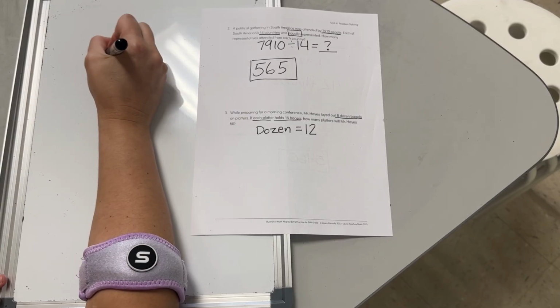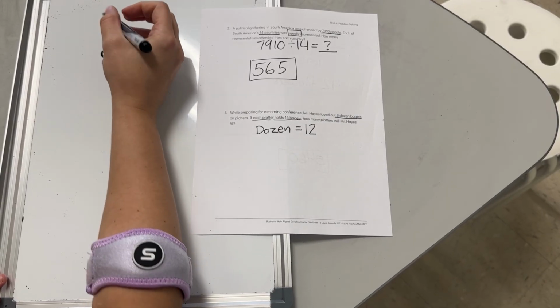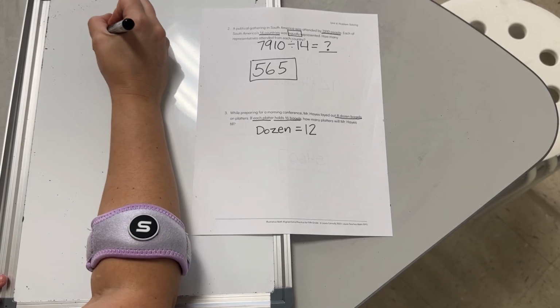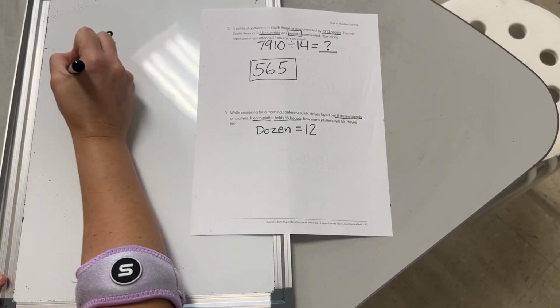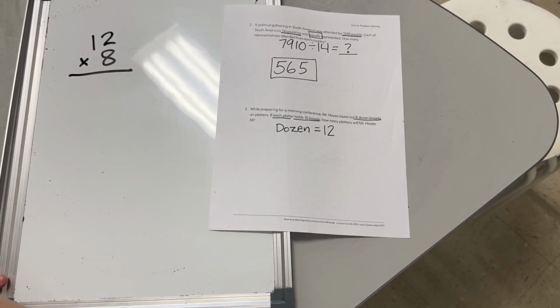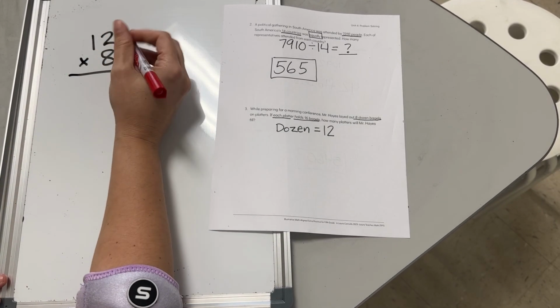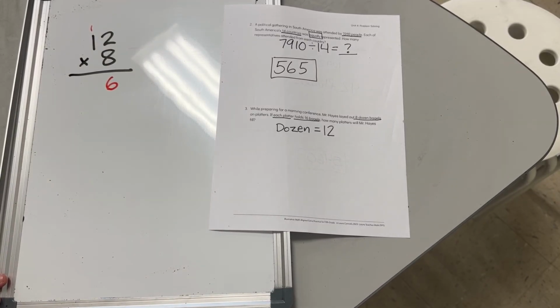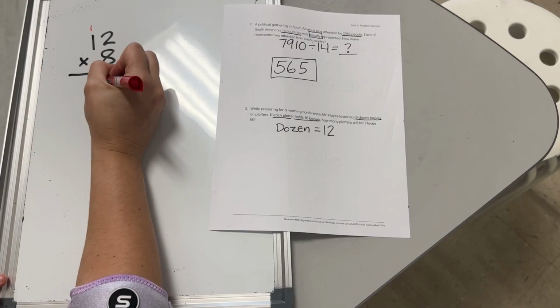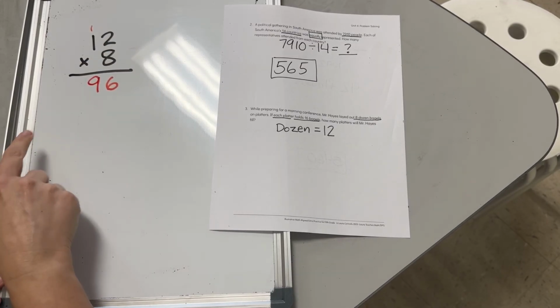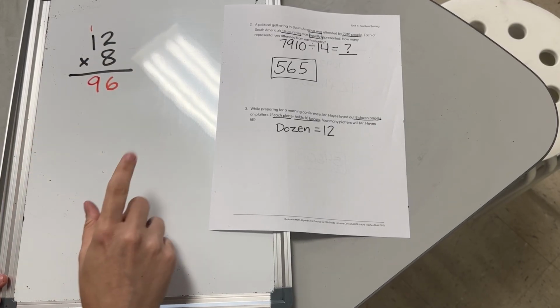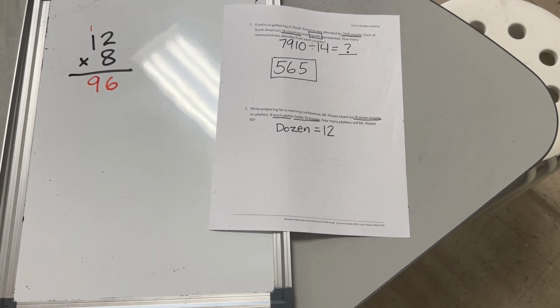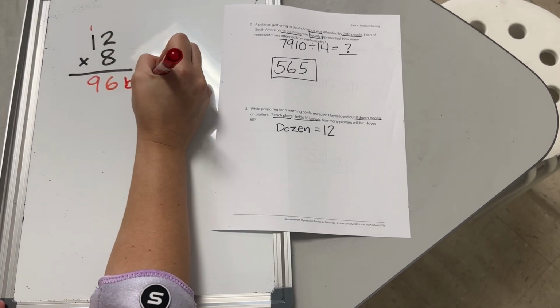So he got 8 dozen bagels, so 8 times 12, and I'll put the 12 on top. I'll start by doing 8 times 2, which is 16, placing the 6 and carrying the 1. 8 times 1 is 8, plus 1 is 9. So that means that 8 dozen bagels is 96 total bagels.